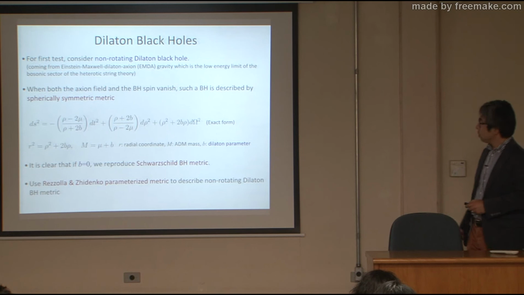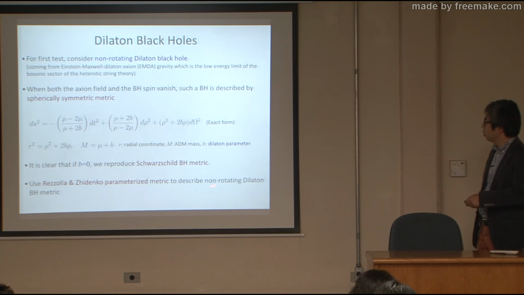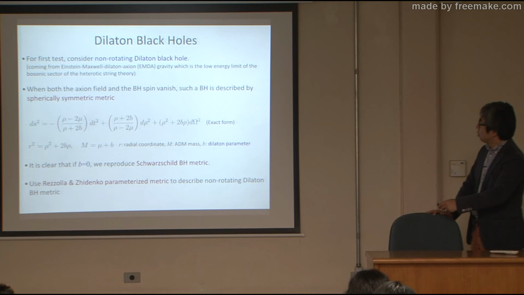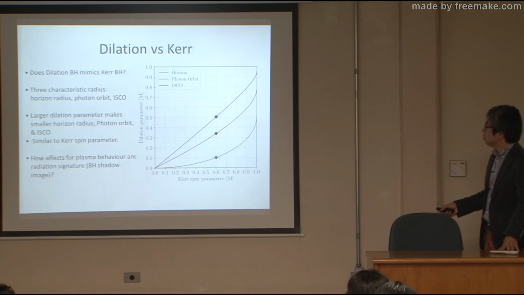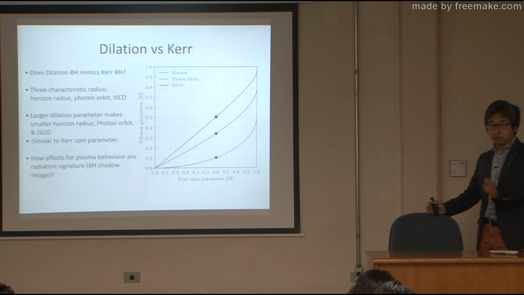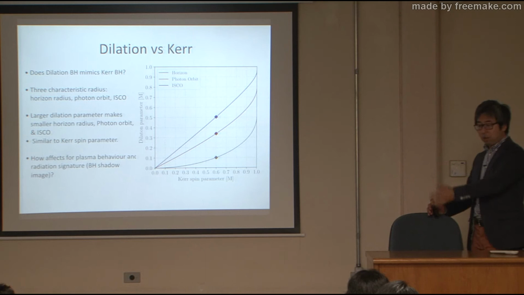And it is clear also that if p equals 0, we can reproduce the Schwarzschild black hole metric. And then we also use the Lesura-Dizenko parameterized metric to describe this non-charged dilaton black hole case metric for the simulation. So we also try to do it for three different positions, because for each of these black holes we know where the horizon is located, where the unstable photon orbit is located, and where the ISCO position is located on the equatorial plane.